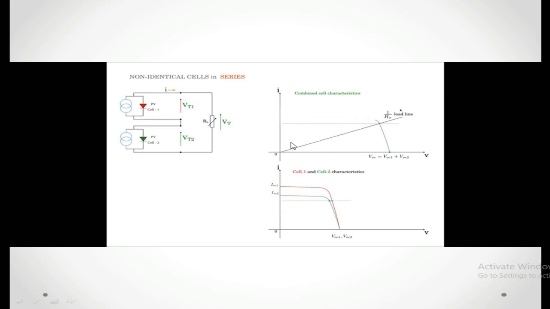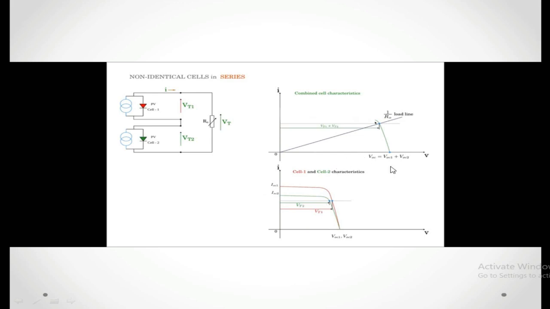Okay, so now I have reduced the resistance so that the curve is shifted above towards the y-axis. Now let us see the voltage at VT1 and VT2. These points indicate the values of VT1 and VT2. So the combined cell characteristics will have VT1 plus VT2.